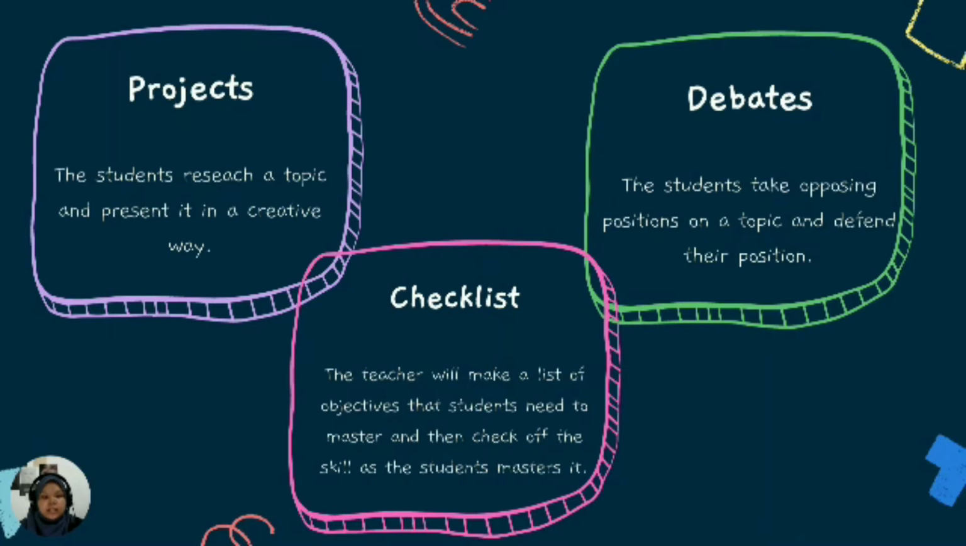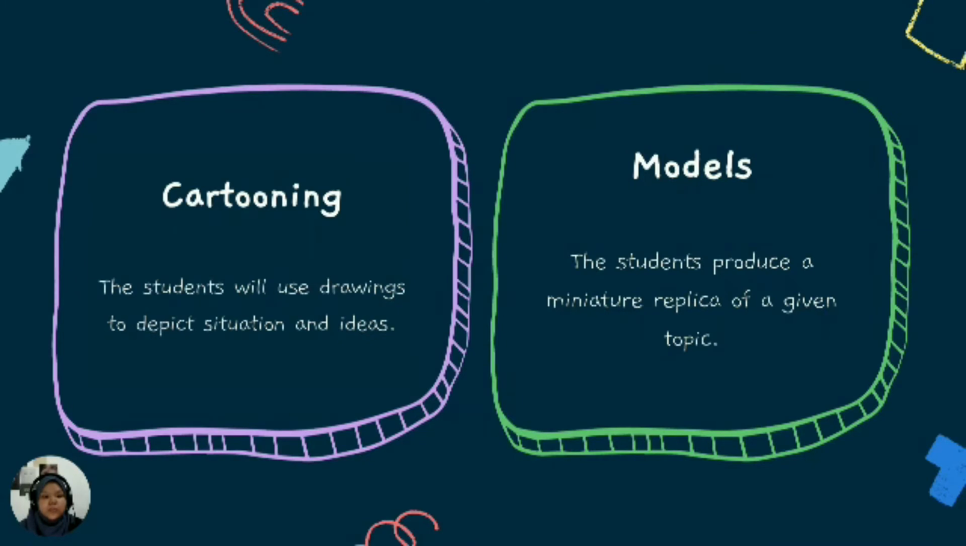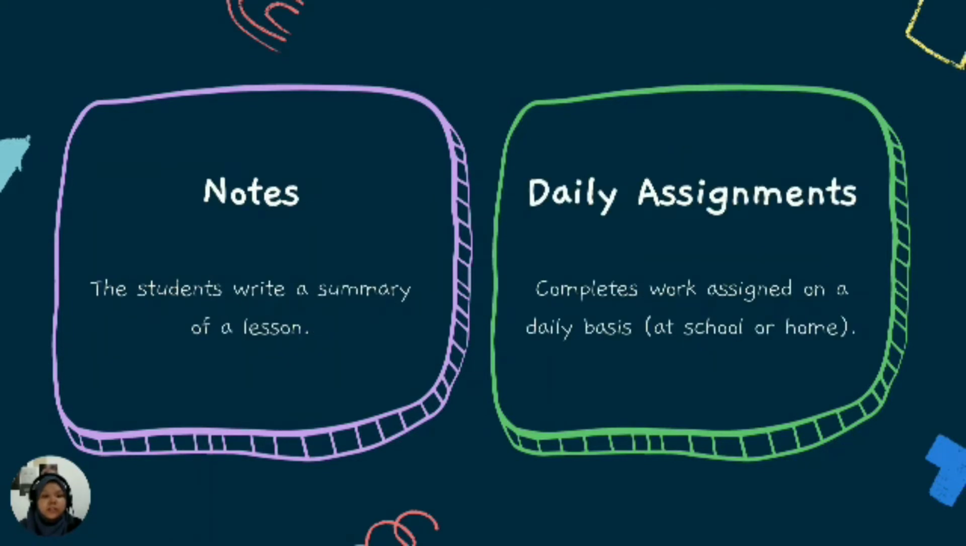Next is checklist, where the teacher will make a list of objectives that students need to master and then check off the skill as the student masters it. Next is cartooning, where students will use drawings to depict situations and ideas. Followed by models, where the students produce a miniature replica of a given topic. Followed by notes, where the students write a summary of a lesson. Daily assignment, where a student completes work assigned on a daily basis, whether at school or at home.